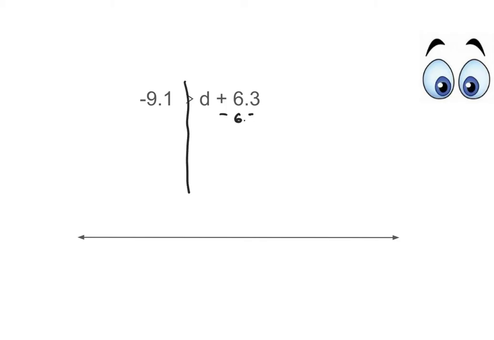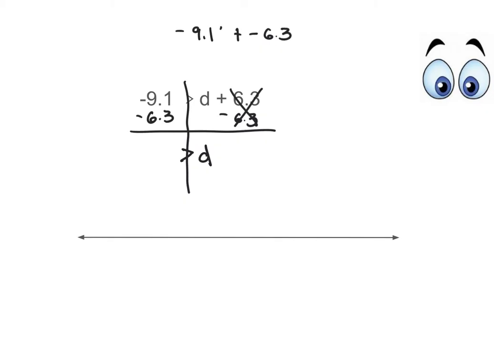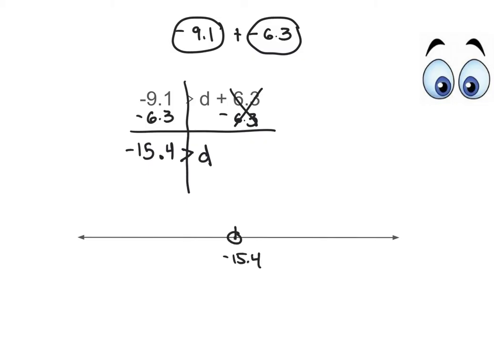We're going to take away 6.3. Opposites cancel. We're going to take away 6.3. -9.1 minus 6.3 turns into a chop slash, where we're actually just adding our negatives together. So we get -15.4. Our circle will be open because it's not equal to. D is only less than -15.4, so the arrow goes to the left.